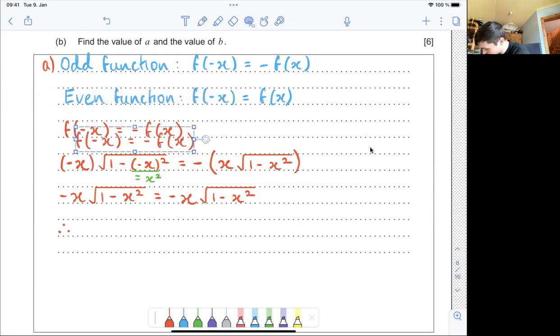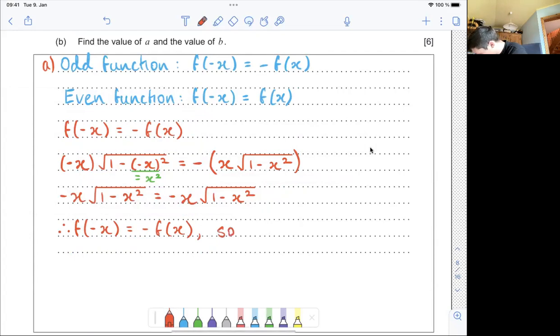So therefore we'll conclude that these are equal, so f(x) is an odd function. Cool. And there is the answer to part A.